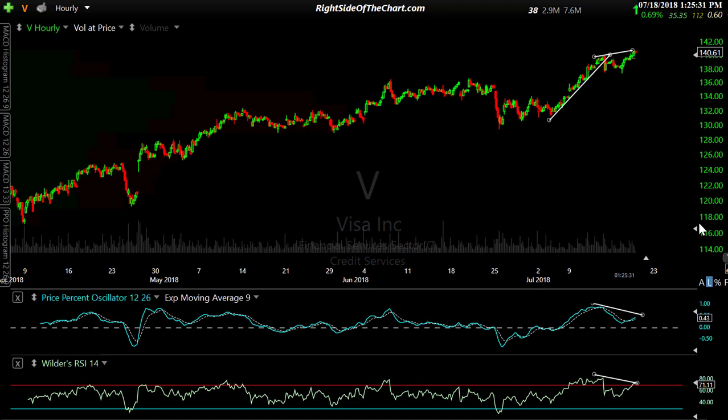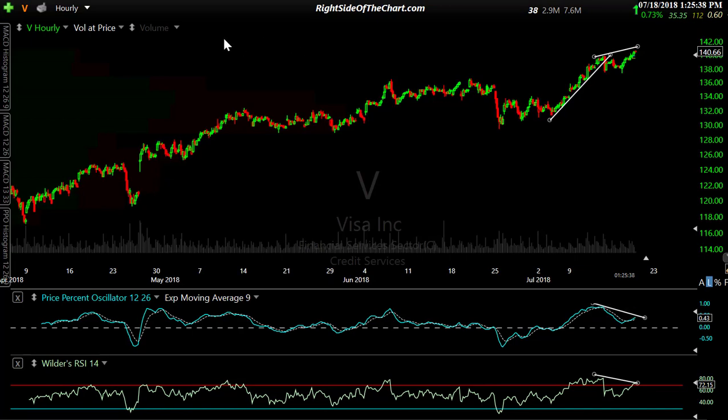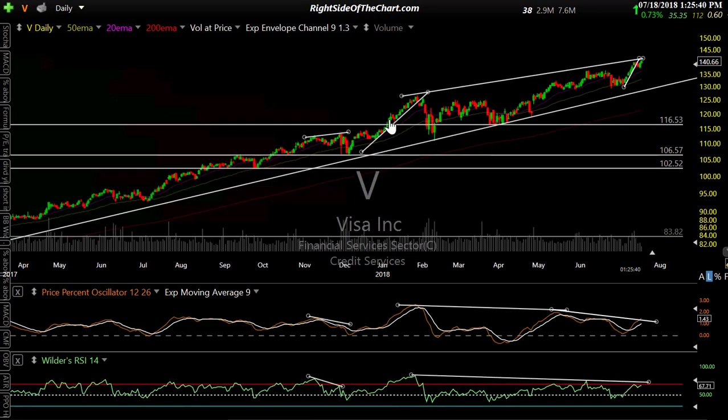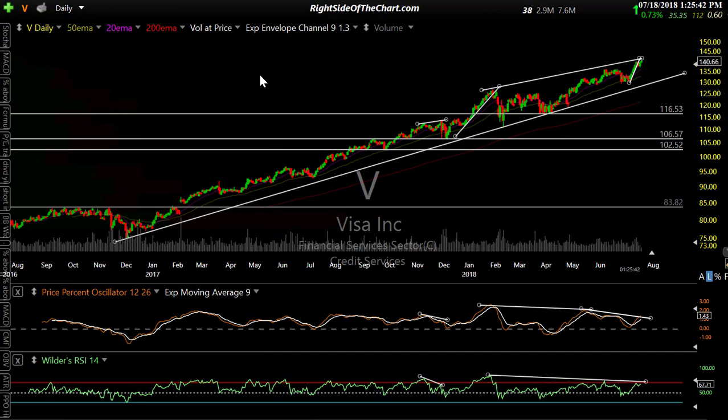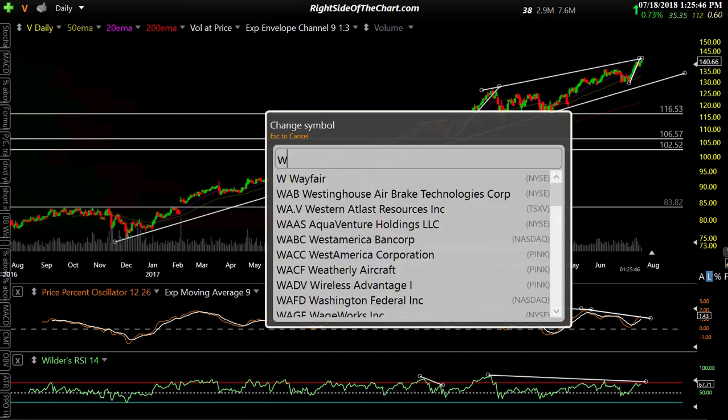When you see that, or at least when I see that, I go to the 60-minute chart, and there it is. So we have a little divergent high on the 60-minute chart, and that divergence could probably play out for a correction here soon. So I wouldn't chase this one here, but we don't have any long-term sell signals on that yet. Not even close at this time.